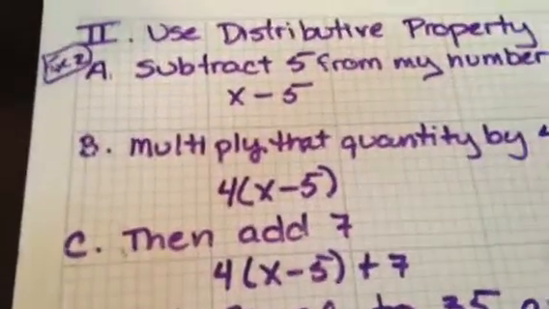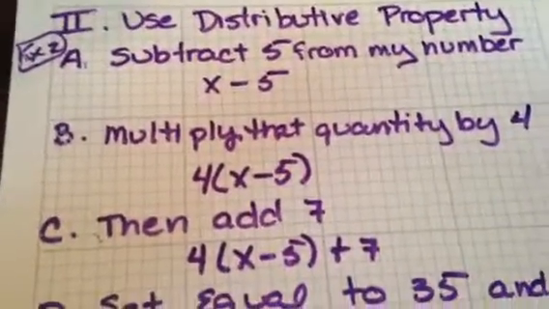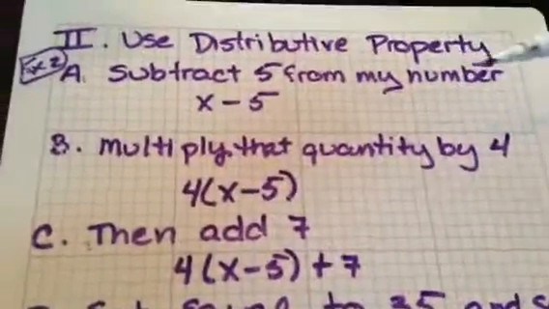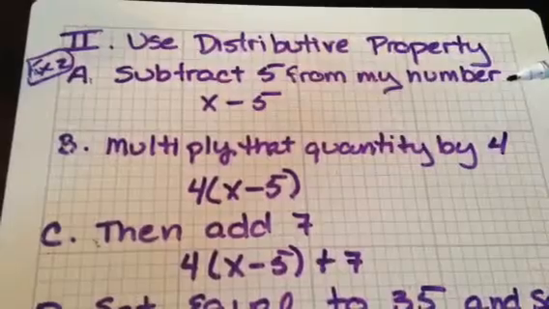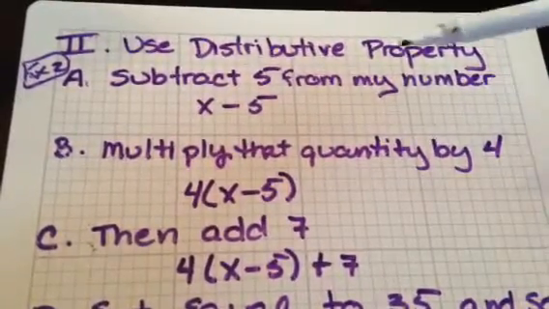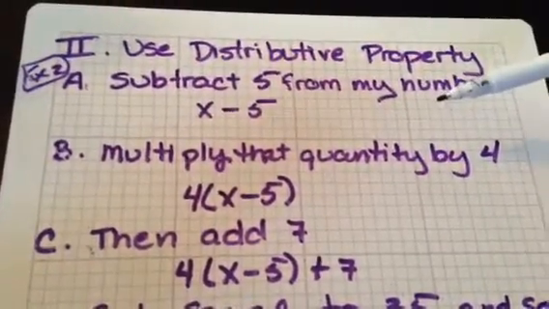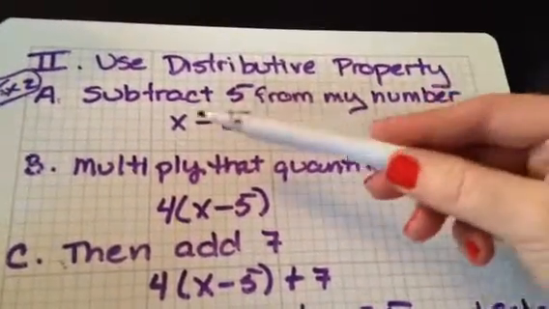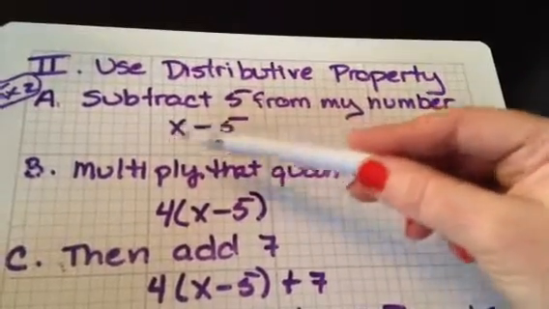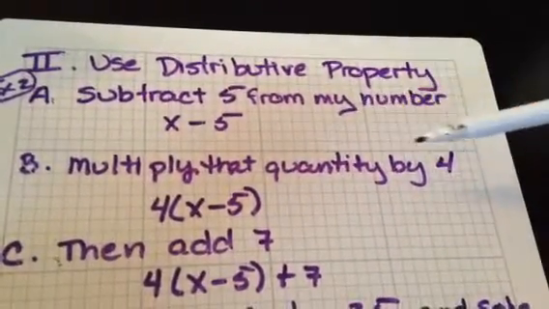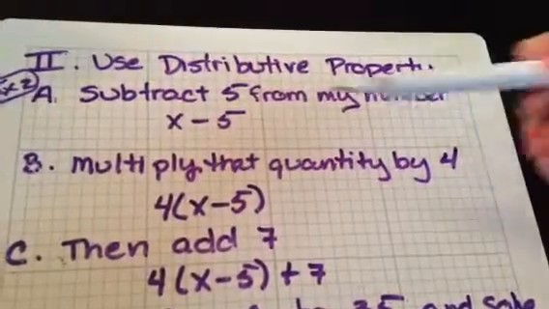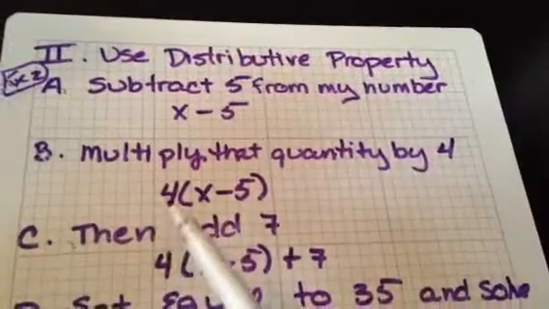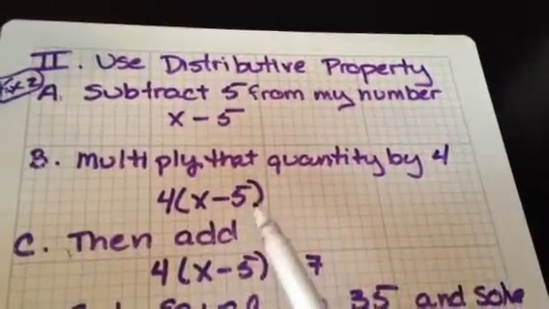Now the other way to solve these multi-step equations is to use our distributive property. So for example 2, this is like one of those number riddles. So the guy is thinking of a number, and he says, okay, so if you subtract 5 from my number, now we don't know what the number is, so we're going to call it X, so we're going to subtract 5 from that. And he says, if you multiply that quantity by 4, so we've taken 5 away from whatever this number is, and we're going to multiply it by 4, so now we have 4 times X minus 5.